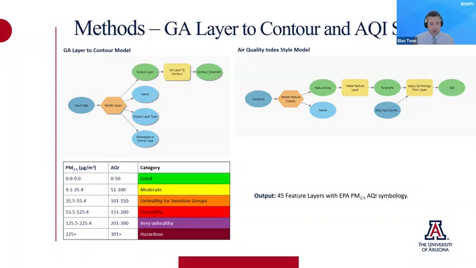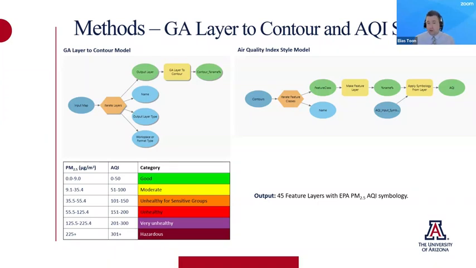For the class breaks for the contours, I used the EPA's air quality index breakpoints for PM2.5 concentrations. You can see those in the bottom left-hand corner for the table. That takes PM2.5 concentrations and buckets them into categories that the general public can understand. Most people don't generally understand what a particular concentration means for their health. So this takes those different concentrations and buckets them into categories such as good all the way down to hazardous.